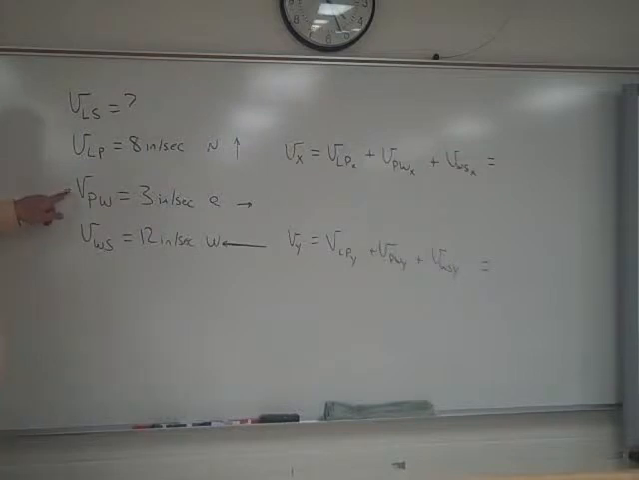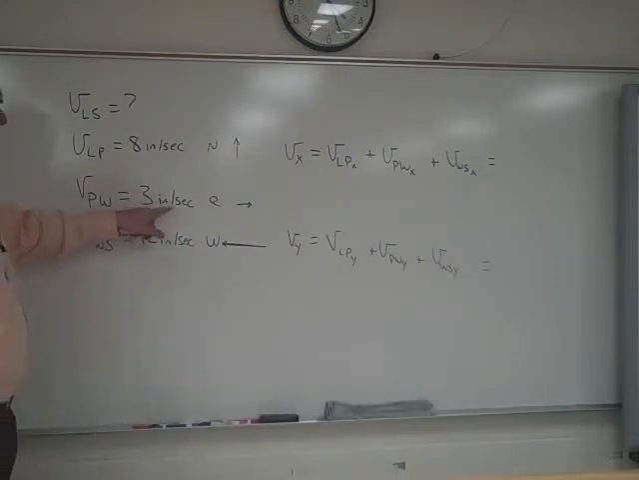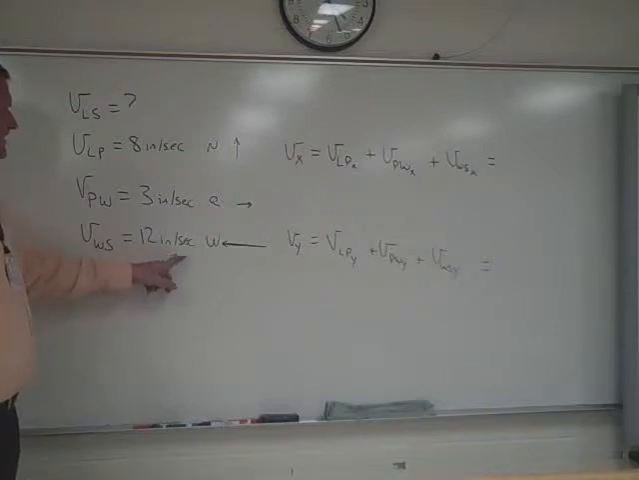Then they gave us the velocity of the paper compared to the wagon, because the paper is being pulled in the wagon itself. And that's 3 inches per second in the east direction. So I drew a little arrow there. And then we have the velocity of the wagon compared to the sandbox, and that was 12 inches per second in the west direction. So I drew an arrow there.